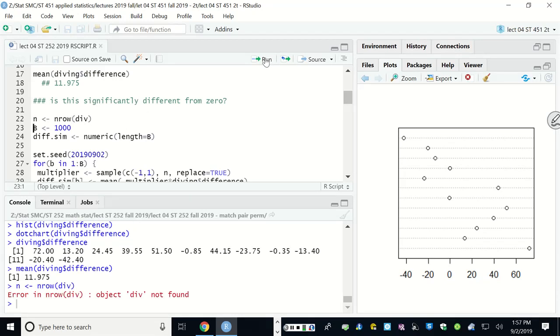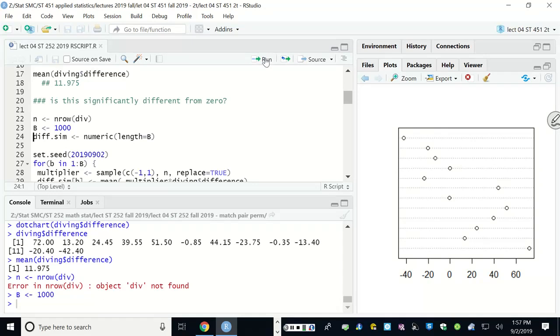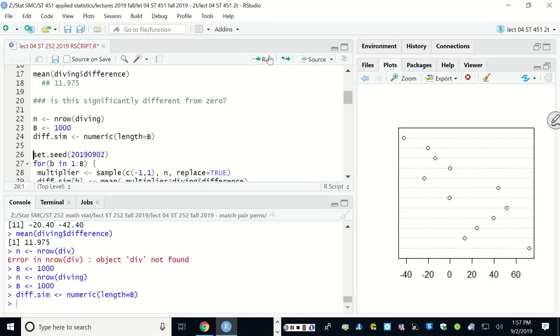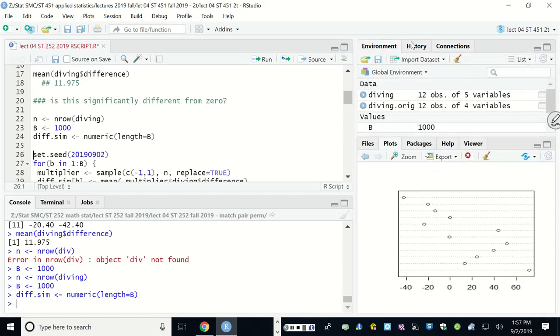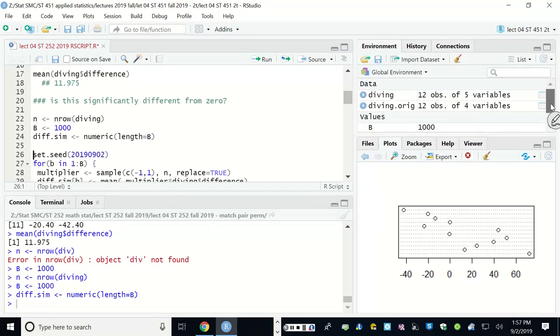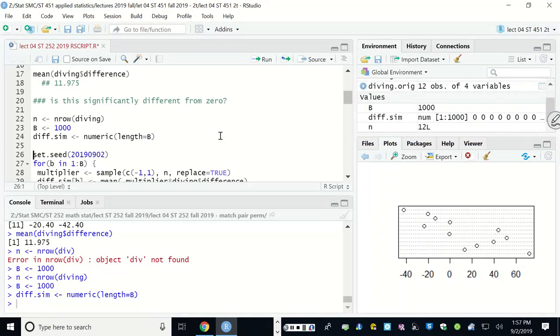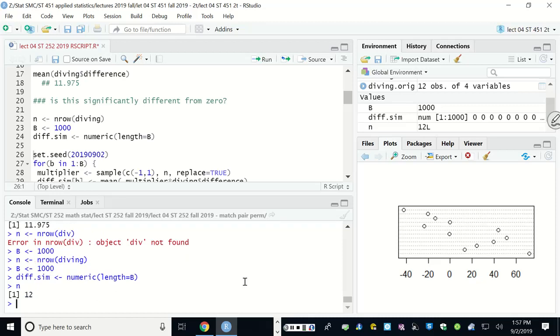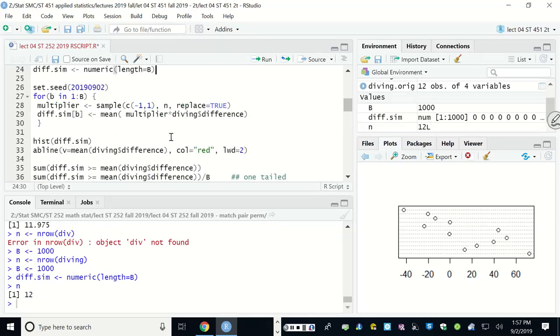So we have n is the number of rows, that might be useful. Let's do something 1,000 times. Run diving. Yeah, so there we go, n. So you can check, it should have created n. There it is, it's 12, right? So there. And so we're going to do a little simulation.